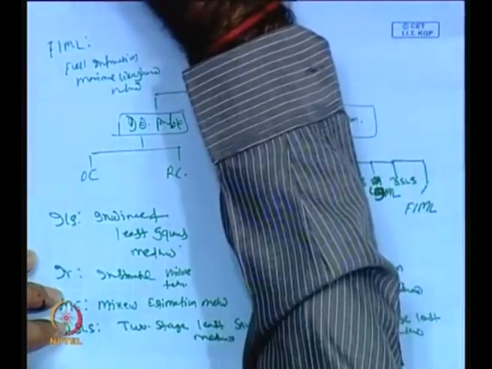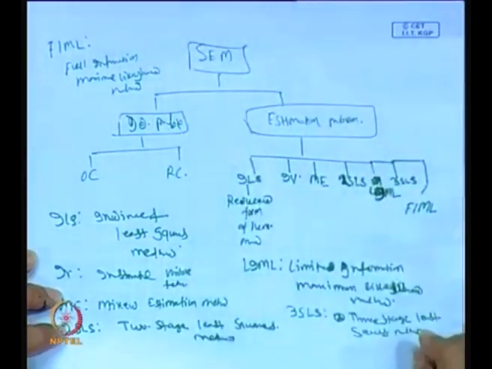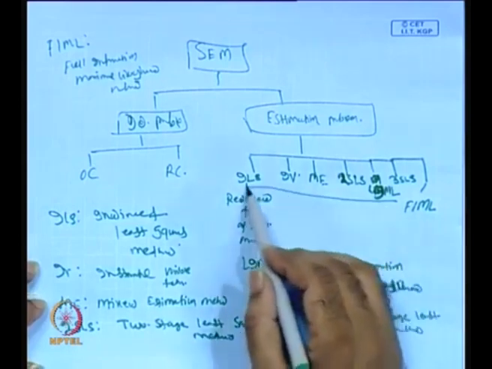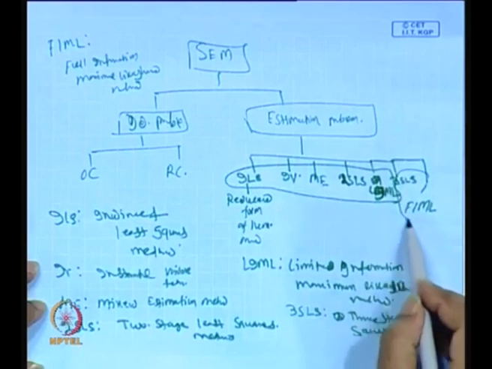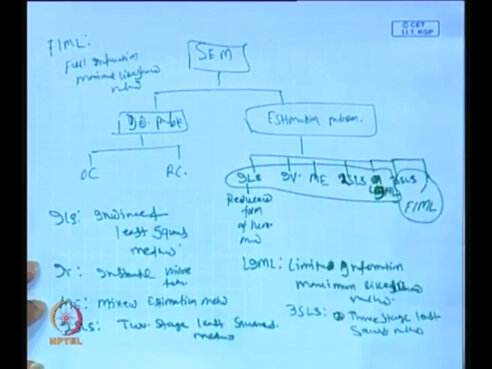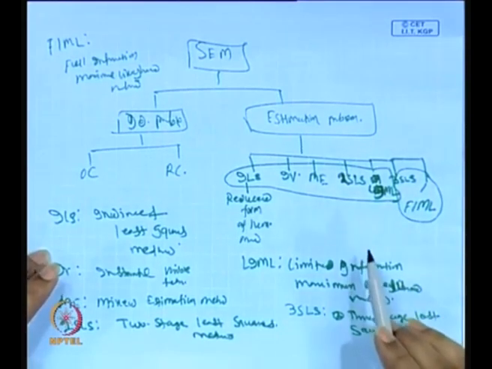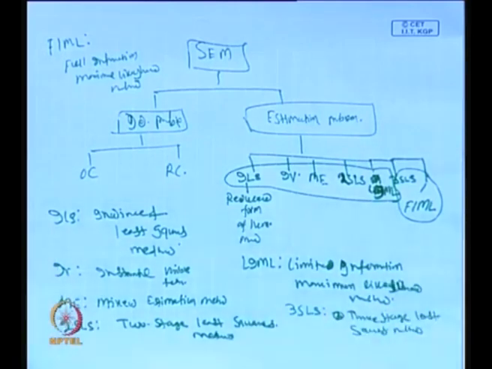Now you see here, this first technique, there are altogether 1 2 3 4 5 6 7, so there are 7 techniques. These are all one group, and three stage least square method and full information maximum likelihood method is another group. So the standard trick is that the instrumental variable technique, indirect least square method, maximum likelihood estimation method, two stage least square method, then limited information maximum likelihood method, are all called single equation method techniques, and three stage least square methods and full information maximum likelihood methods are called simultaneous system methods. So this is single equation method and system method.